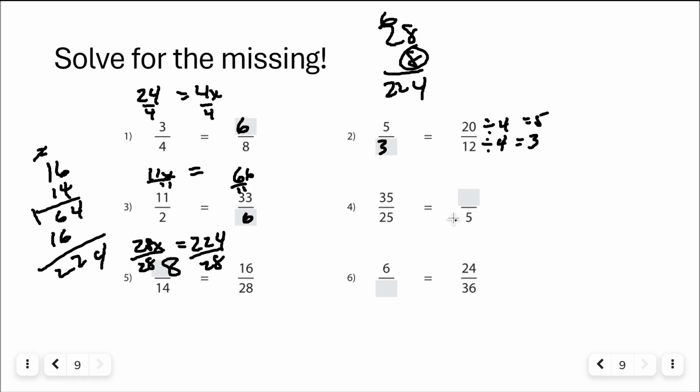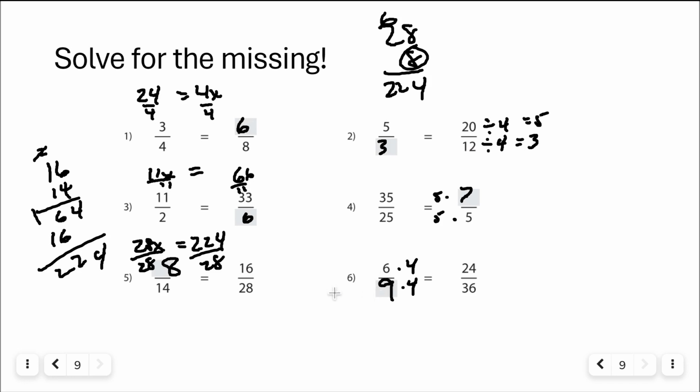Over here, 5 times 5 is 25. So something times 5 will be 35. What's the something? 7. Or do 35 divided by 5. It's 7. 6 times 4 is 24. So something times 4 is 36. What times 4 is 36? 9. Or 36 divided by 4 is 9.